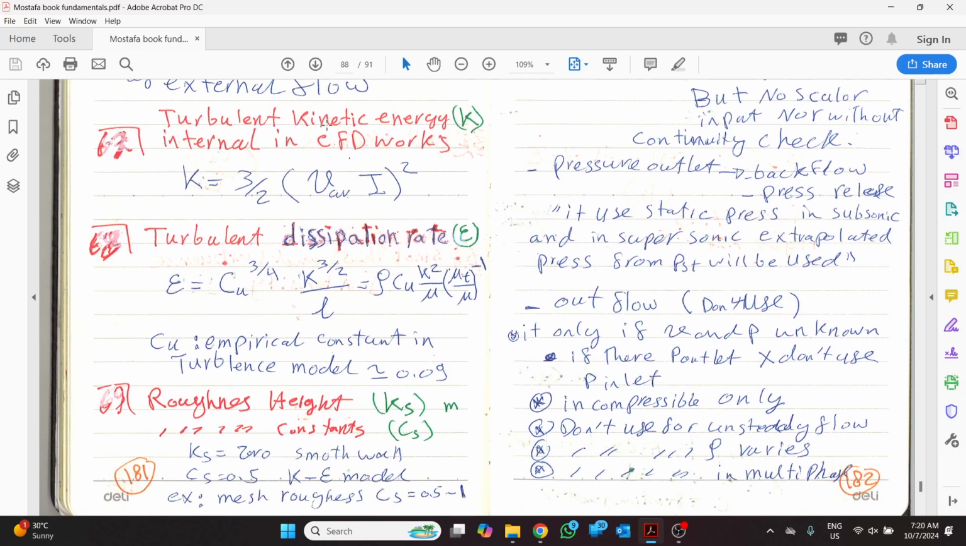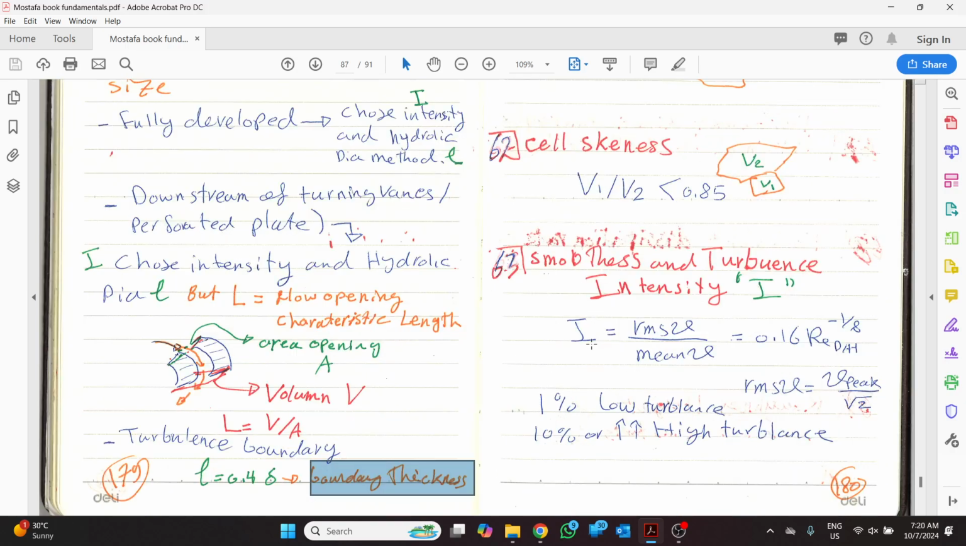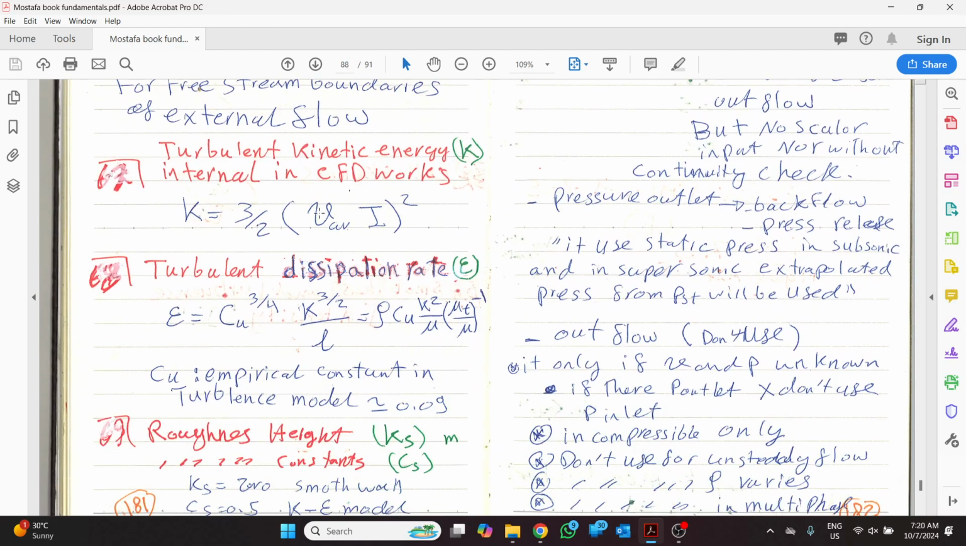Okay, turbulence kinetic energy. It is internally calculated in the CFD, which is K. K is equal to 3 over 2 times the average velocity multiplied by turbulence intensity I, squared. We already defined it before here. Okay, the CFD will work it out for you, but this is to understand it.